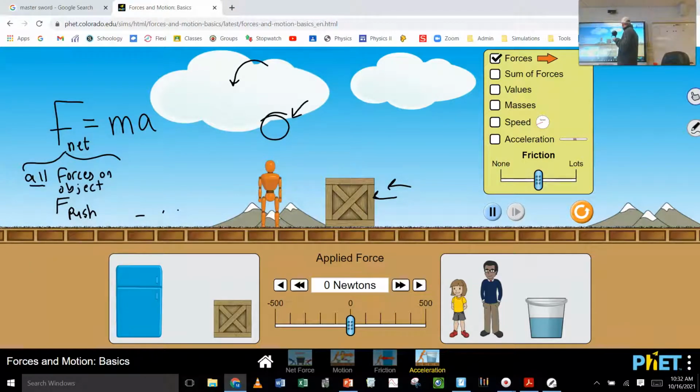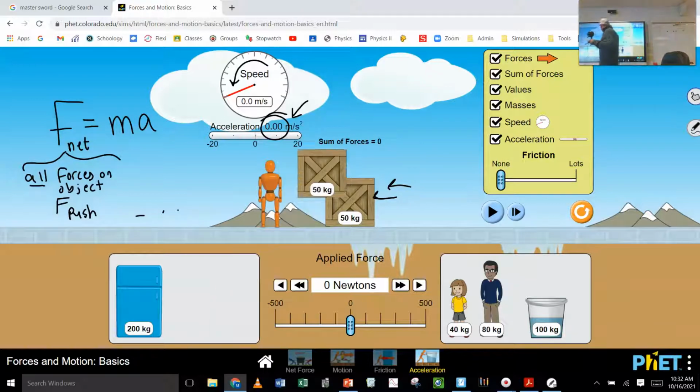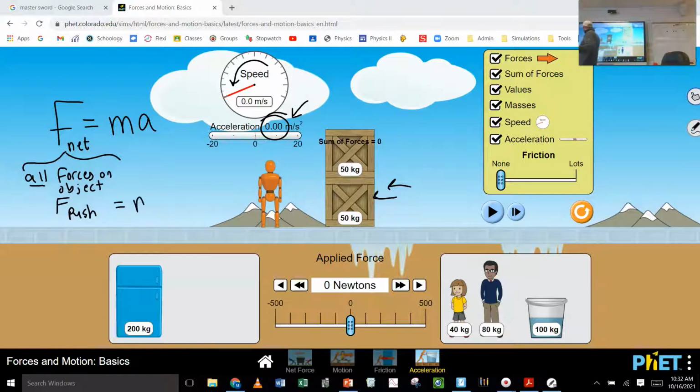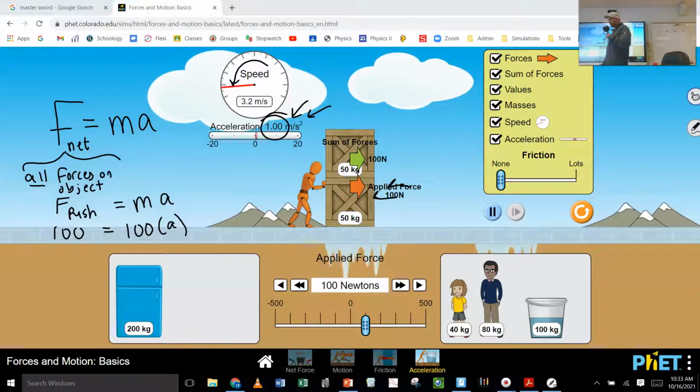Let's do this. Pause it again. Now, I'm going to double the mass. Now the mass I'm pushing on is 100. What if I push on this with 100? So my acceleration should be 1 when I let this go. And you'll see it. There it is. 1.